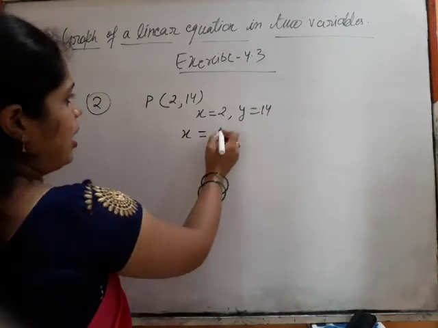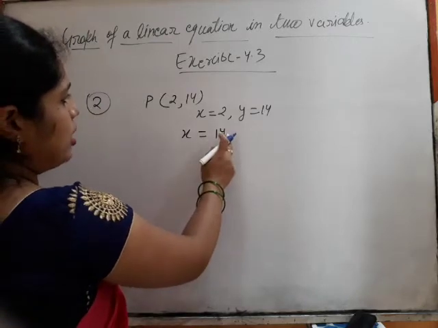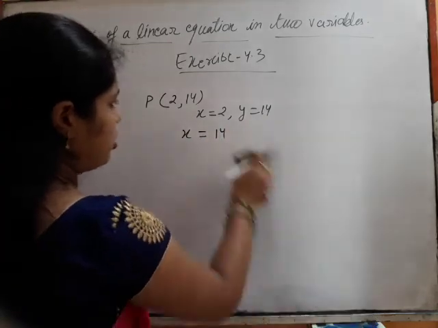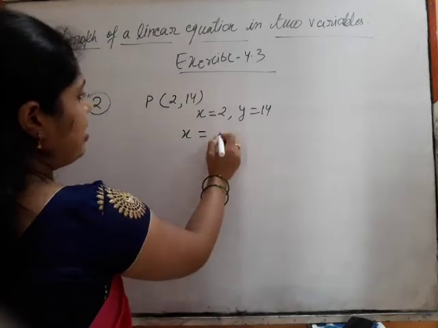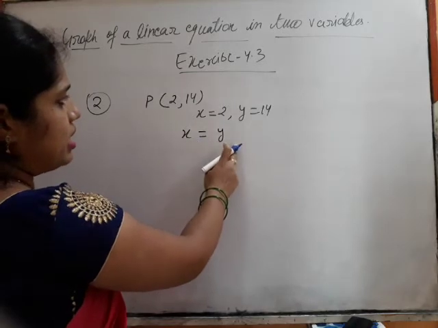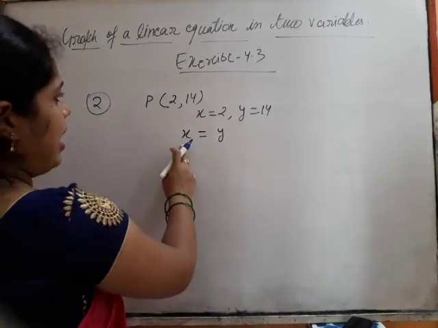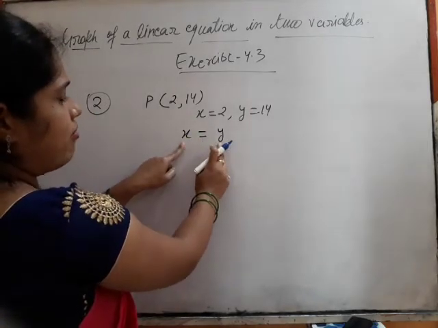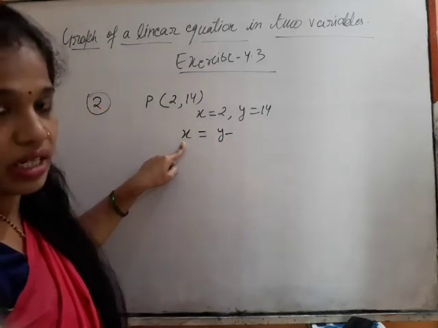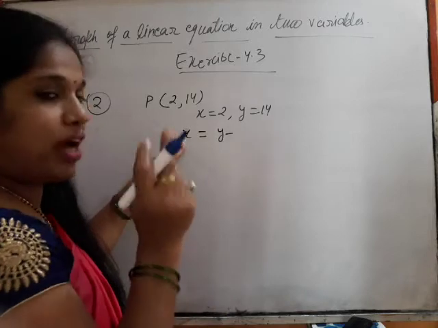If I write y, how would I get the value of x here? x is 2, y is 14. So to this 14, how many numbers do we have to subtract? How many numbers do we have to multiply? Which number do we have to add? In that way we have to think.